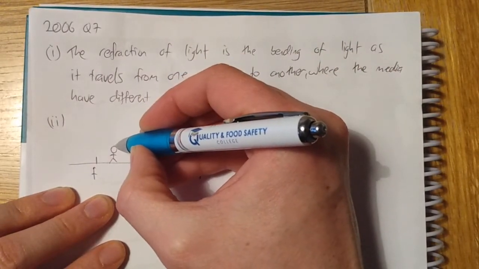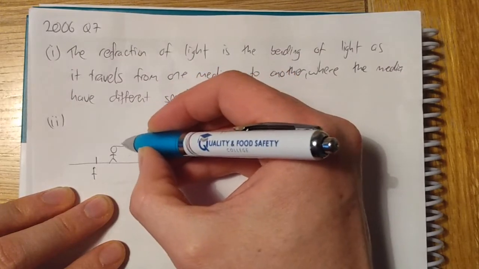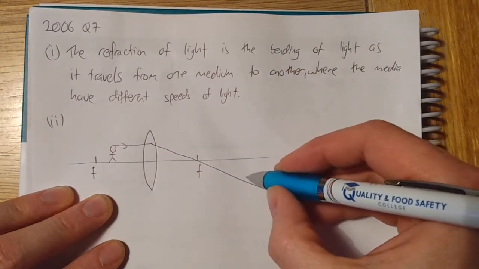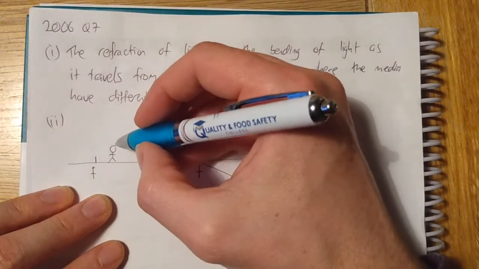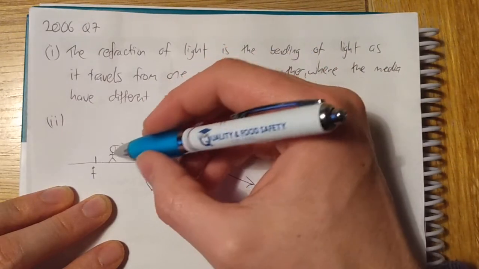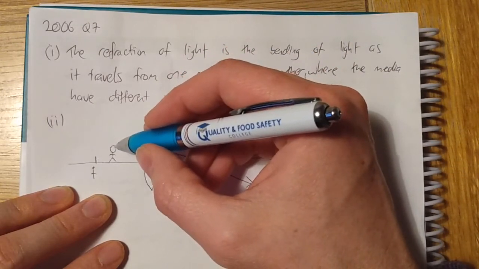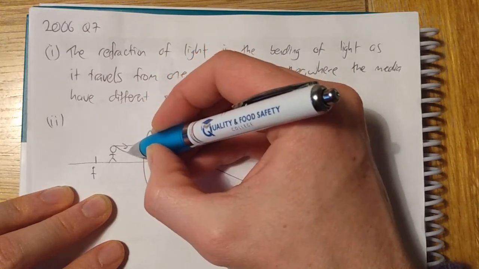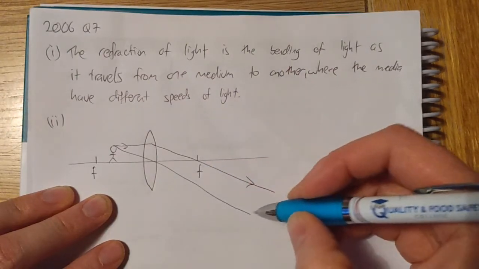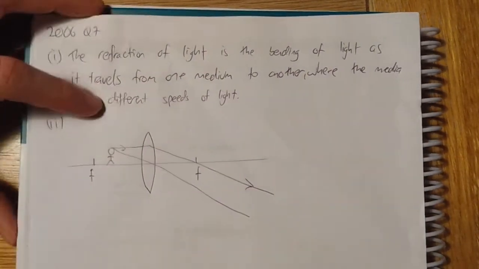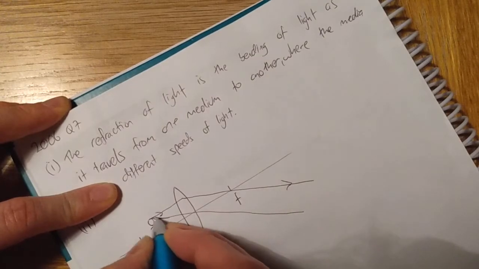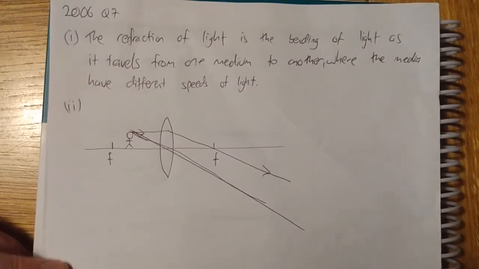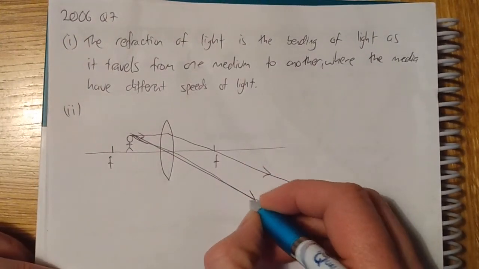One of my rules is if I go in parallel, then I come out through the focal point. Okay, so there's my out. And the other one is that if I go in through the focal point, which I can't, I come out parallel. So what I'm going to do is go in through the central point here. I should have used a ruler for this anyway. You can kind of see that they're diverging. Okay, they're going apart. I should have planned this a bit better.